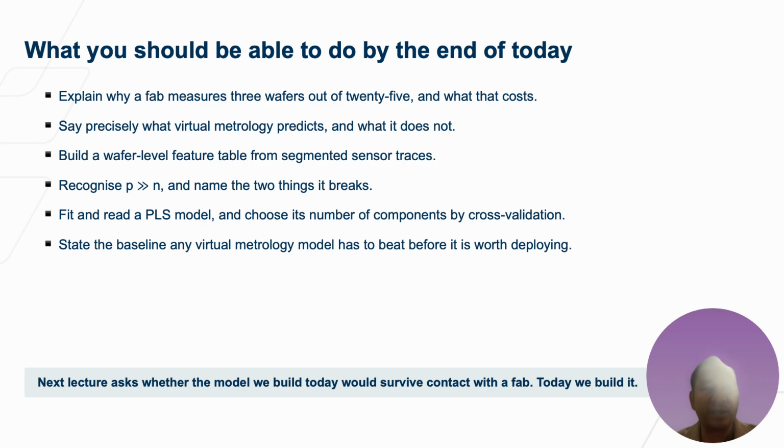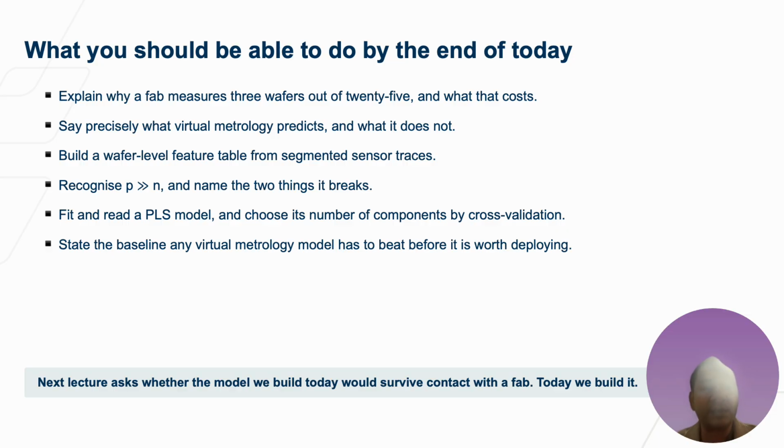Explain why a fab measures 3 wafers out of 25 and what that choice costs. Say precisely what virtual metrology predicts. There are 3 neighboring ideas it gets confused with, and I want you to be able to separate them. Build a wafer-level feature table from the segmented sensor traces. This is the unglamorous part, and it is where most of the effort actually goes.